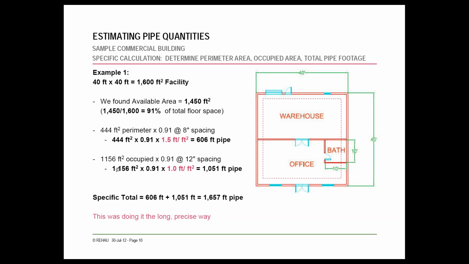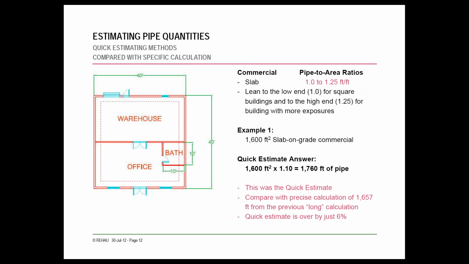And then the remainder of that area is 12-inch spacing, which would be 1,051 feet. So we'd have 1,657 feet of pipe. Now, the quick way to do this would basically just be to say we have 1,600 square feet times our estimated spacing requirement of 1.1 instead of 1, just to be safe. That gives you 1,760 feet of pipe. That's just 6% over the more in-depth calculation.